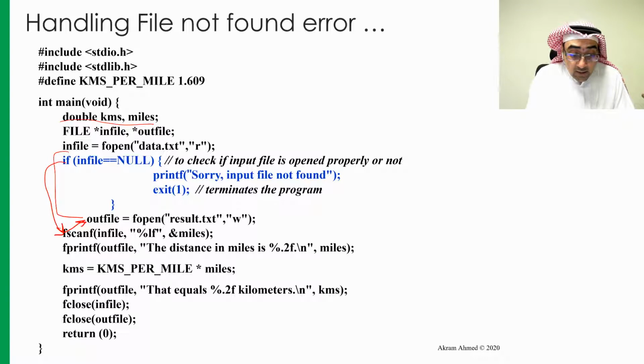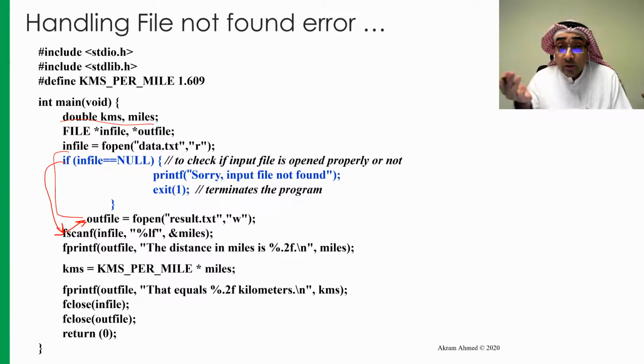You should check even after the output file fopen, okay? So out file is equal to fopen. You should actually copy this code after the out file also and change the in file to an out file, so that if you were not able to open a file for W to write on it, then you can actually stop your program also, okay?